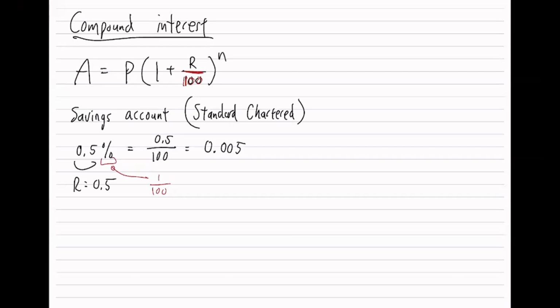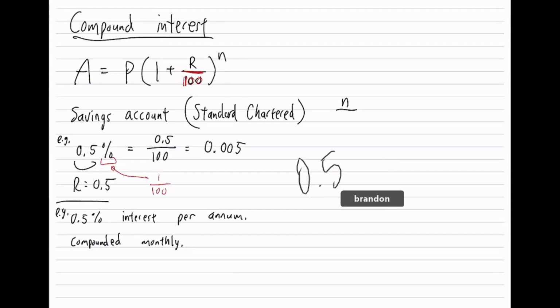How we do it is we start off with a table like this. Let's call this N. Oh, sorry, I should mention, this one is 0.5% interest per annum, per year. So let's say that we compound it monthly. What does that mean? I'll just give a full example first.